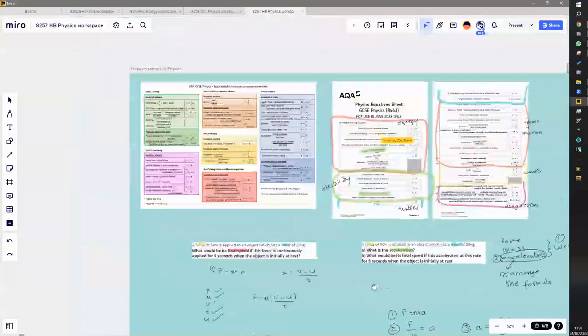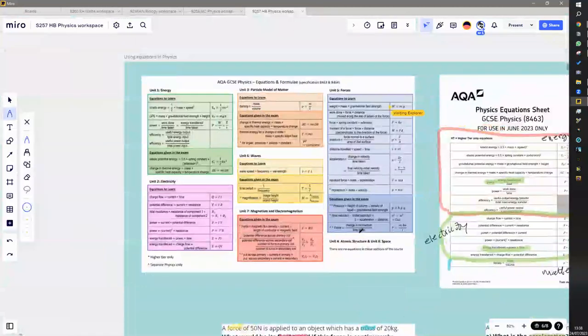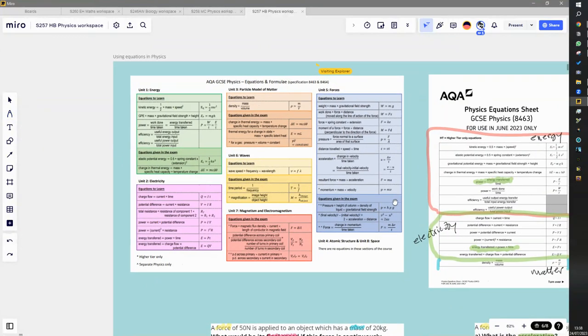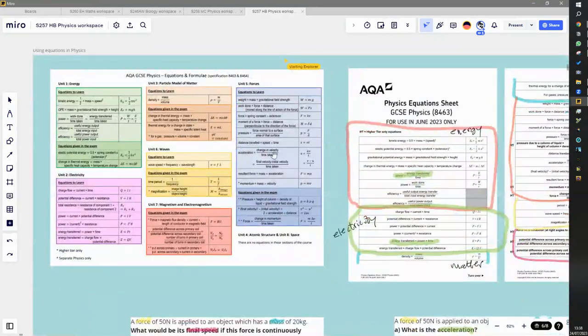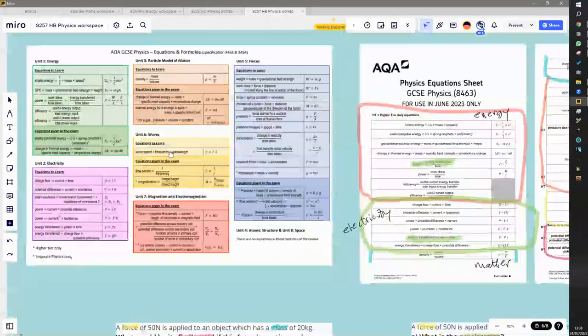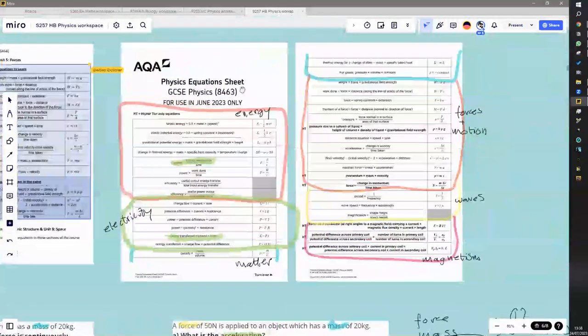Right, so we're looking at using equations in physics, but a lot of this can be applied to any topic that has lots of different equations. This is just taken from a website, and these are potentially all of the equations that you might need to know. But this was an equation sheet that was given to students last year who did GCSE AQA physics.